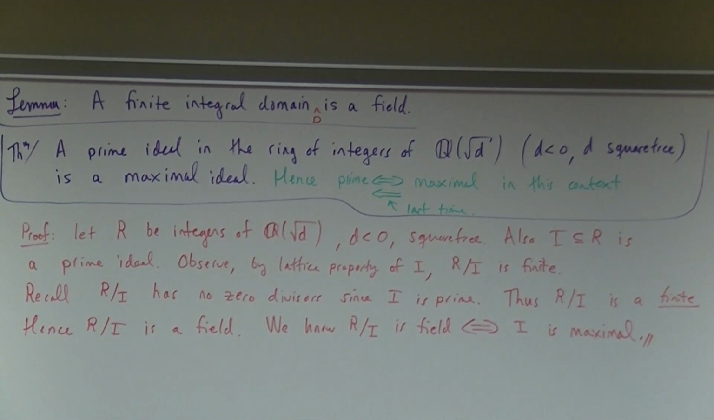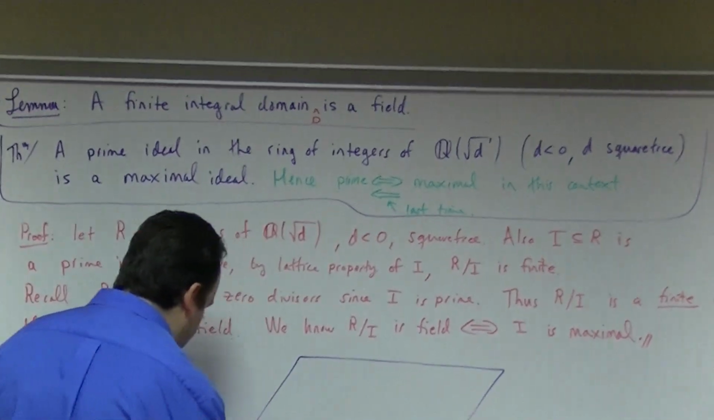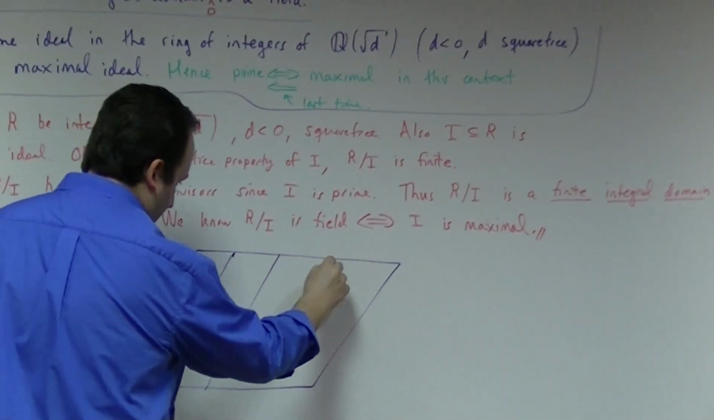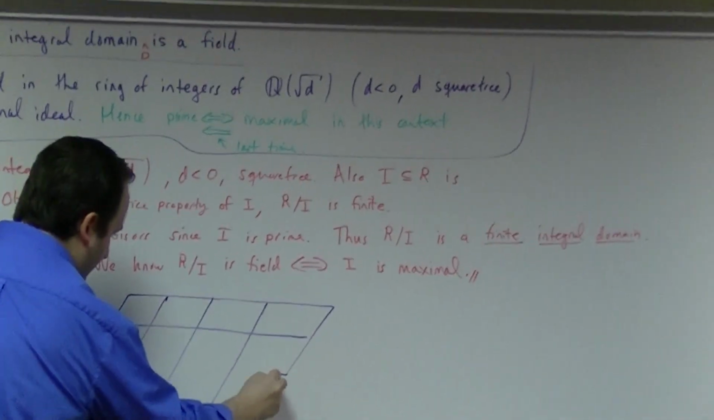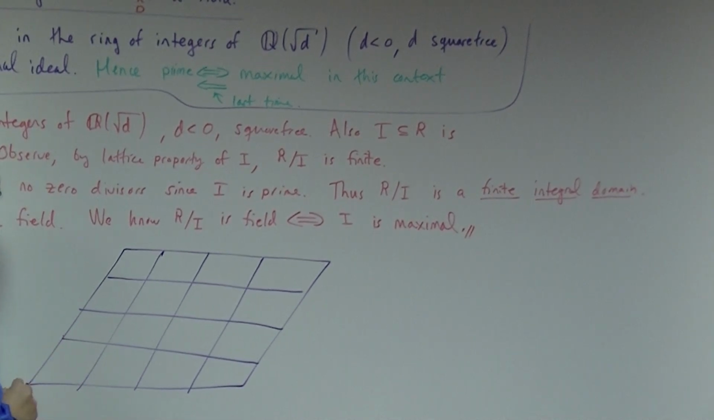Okay, so why does the lattice property give you that R mod I is finite? So what does the lattice property say? It says that we can picture I basically something like this. Right? And so I'm thinking of this being like 0, this being, say, alpha up at beta, let's say, and this being alpha. Remember, the lattice property said that I was equal to m alpha plus n beta for m and n integers, right?